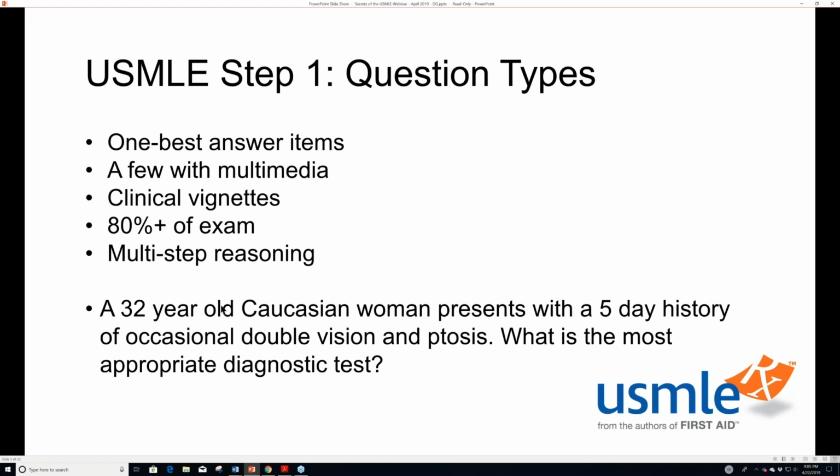The arrow here is that what you'll notice is that you're presented with, you have to make a clinical diagnosis first. In this particular case, given that this is a Caucasian woman, she's relatively young, she has double vision, and she has bilateral ptosis, so symmetric. The most likely diagnosis in this case is going to be myasthenia gravis, right? And so that's step number one.